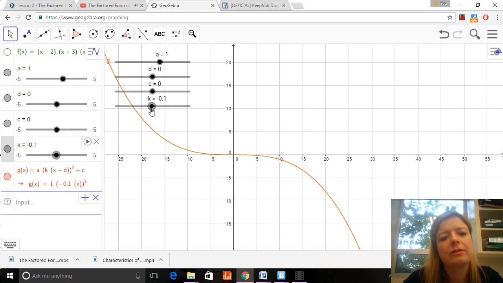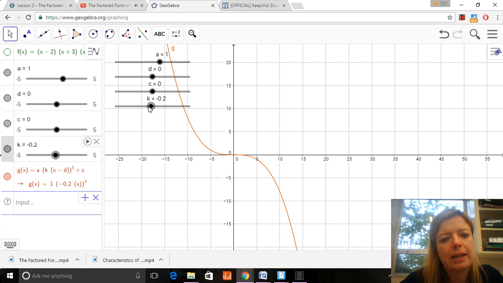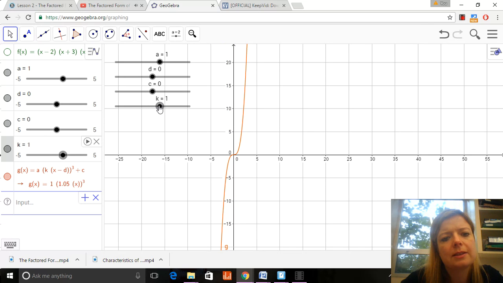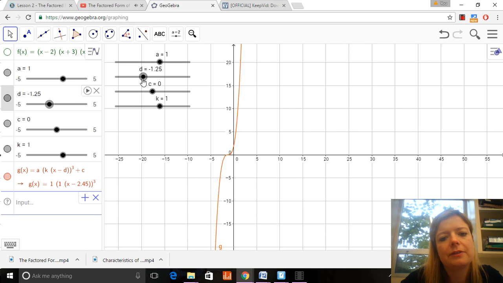Finally, we get to creating an equation. So this is when you need to actually create an equation. You substitute in the zeros. K's value is 1 if there's no change, then it's being compressed horizontally. Then D, as always, just moves it left to right.